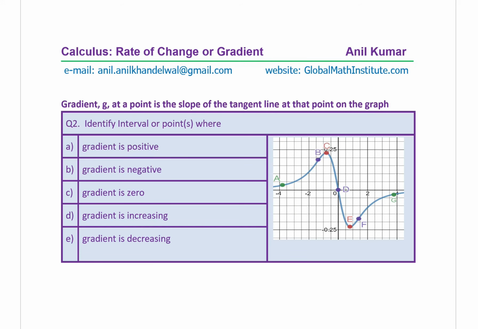As you understand, the gradient g at a point is the slope of the tangent line at that point on the graph. Based on this, we have question number 2, which has 5 parts: identify intervals or points where the gradient is positive, negative, zero, decreasing, and increasing. We have given a very interesting graph here.